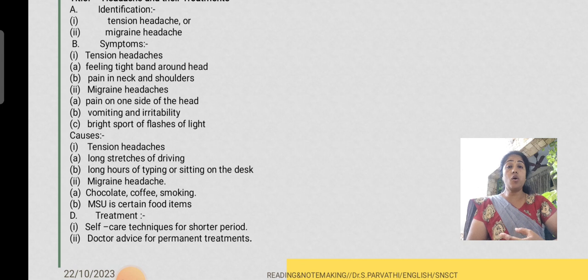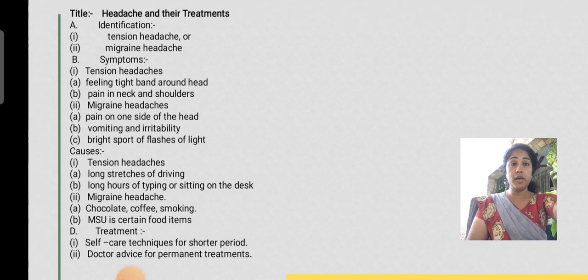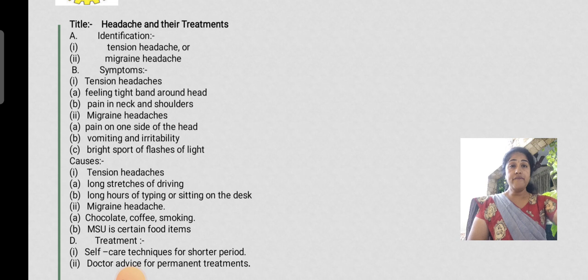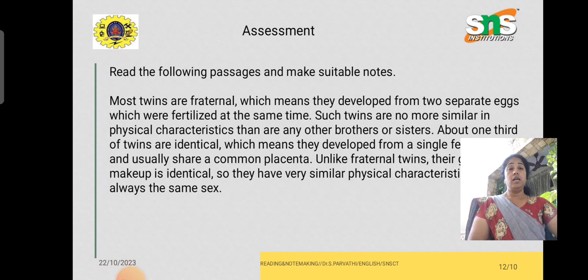So what are the causes and what are the treatments? See, look at this linear method of points, how I have given. With these points, the person who reads can easily develop a paragraph. So this is what linear method note making is.